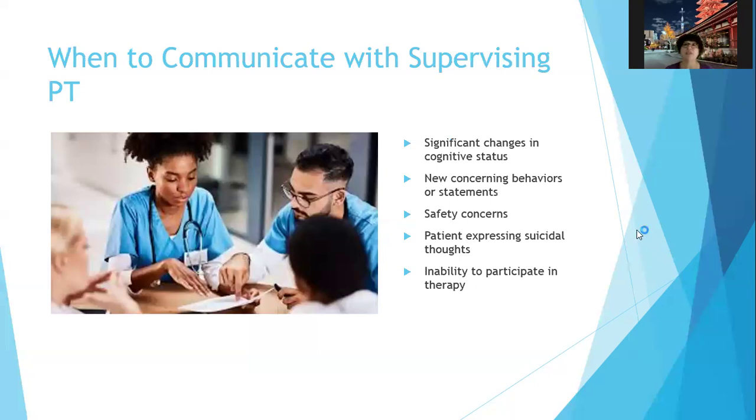So if you see significant changes in your patient's cognitive status, talk to the supervising PT. Also report new concerning behaviors or statements, like if people have suicidal ideation or other statements they might tell you. If there are safety concerns, either for that patient or other patients or you, if the patient's expressing suicidal thoughts, or if they are unable to participate in therapy for any reason, that's when you want to go to the supervising PT and say, what's the deal?